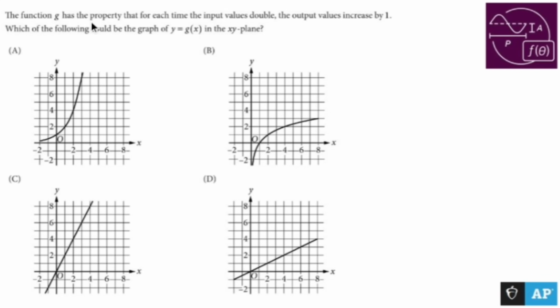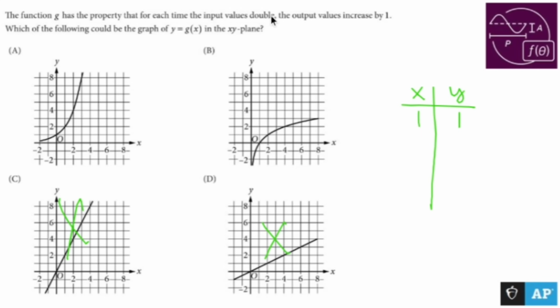The function g has the property that for each time the input value doubles, the output value is increased by 1. Which of the following could be the graph of y equals g of x in the xy plane? Well, it's not going to be a straight line, that's for sure. When I see a problem like this, I don't know if my graph is going to be exactly the same, but I'm going to try to imitate a graph. So I'm going to start out with 1 because I really can't start out with 0. It says every time the input value doubles, the output value increases by 1. So I really can't start out with 0 because I can't double 0. So I'm going to start out with 1, 1.